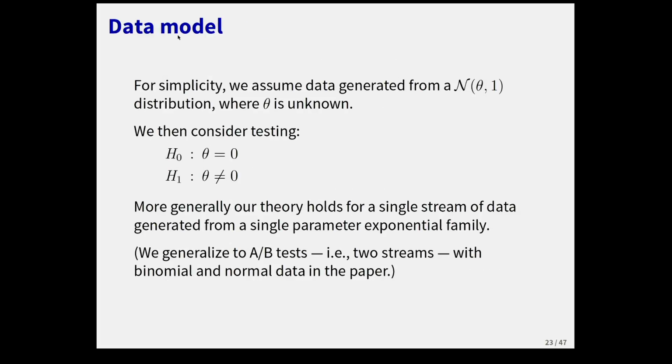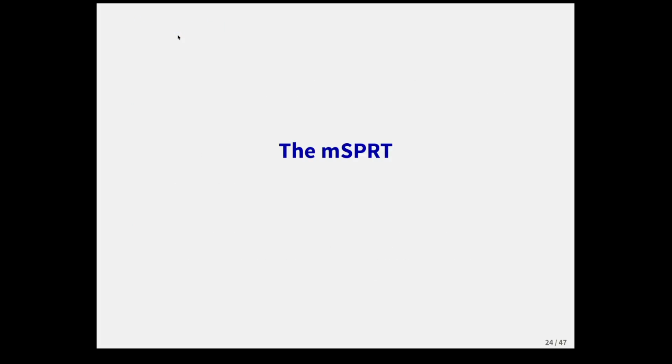So for the rest of this part of the talk, I'm just going to assume a normal theta-1 model with just one stream of data, just to keep life simple. In particular, I'm getting a sequence of observations that are IID from a normal distribution with unknown mean, and I'm testing the mean of that normal. Obviously, in A/B testing, I have two streams. Some details on that you can see in the paper. This all generalizes to single parameter exponential families, but that's just more notation for the purposes of the talk.